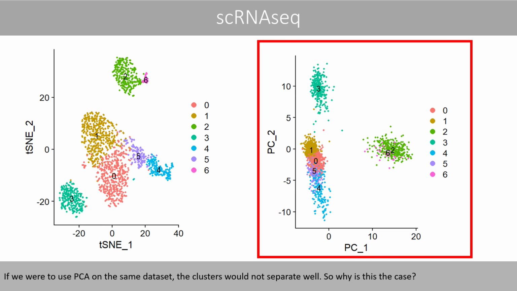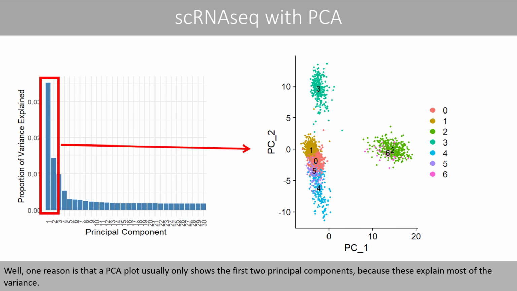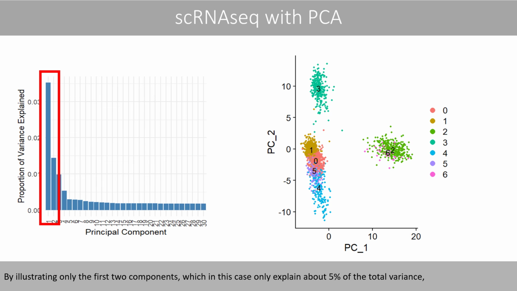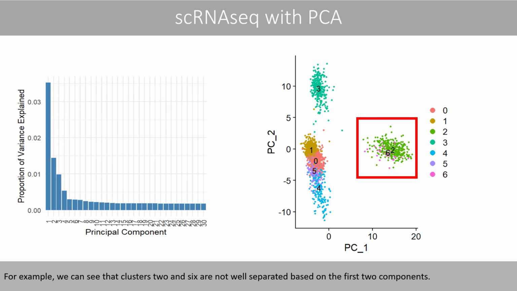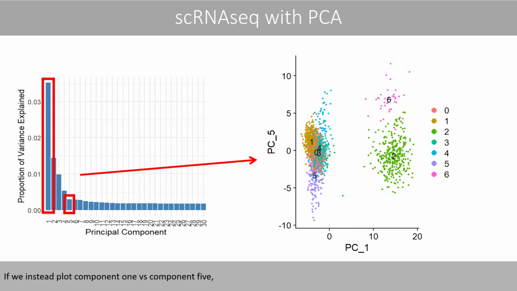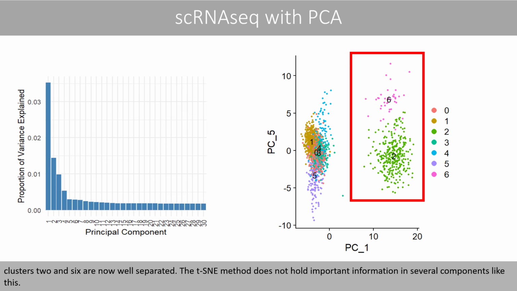So, why is this the case? Well, one reason is that a PCA plot usually only shows the first 2 principal components, because these explain most of the variance. By illustrating only the first 2 components, which in this case only explain about 5% of the total variance, we lose a lot of information that is stored in the other components. For example, we can see that clusters 2 and 6 are not well separated based on the first 2 components. If we instead plot component 1 versus component 5, clusters 2 and 6 are now well separated.